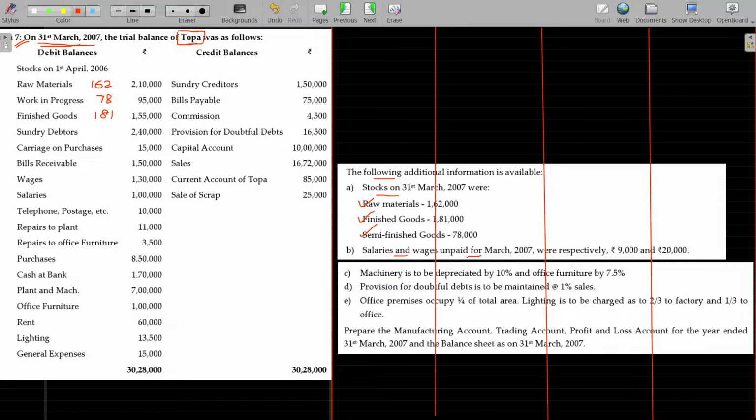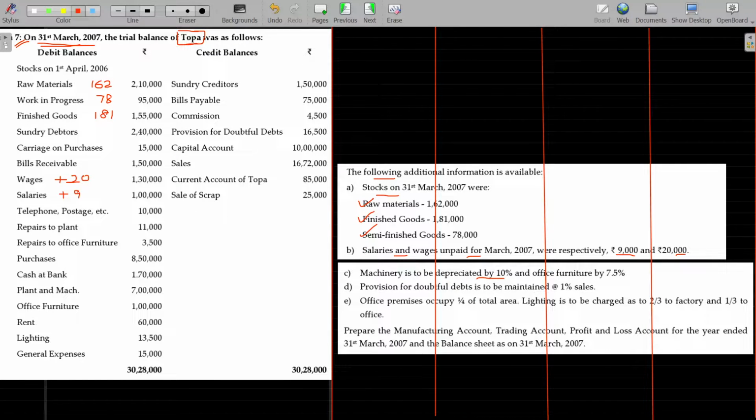Salaries and wages unpaid were rupees 9,000 and 20,000. So outstanding wages is there, that should be addable. Outstanding salary should also be addable. The outstanding salary being 9,000 and outstanding wages being 20. Am I right? Right.